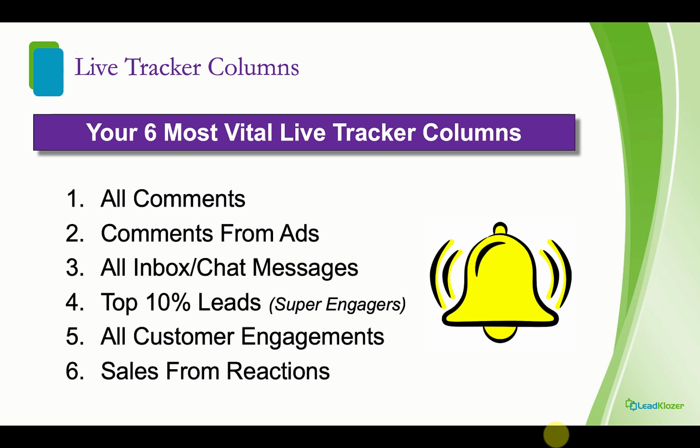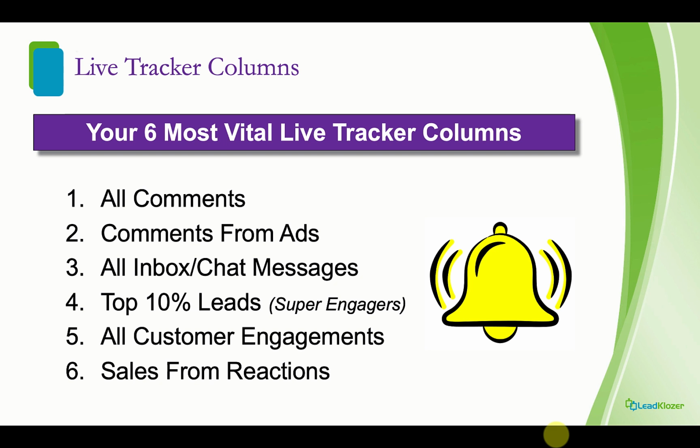I would create a super engager column. Pick your leads that are in the top 10% of your SMART score to make sure you're not missing any engagements from those top super engager leads. Because we know the more engaged a lead is, the higher quality that lead is for our business. We don't want to miss engagements from them. And then I would create a column for customers to make sure that you're seeing interactions and engagements from them.